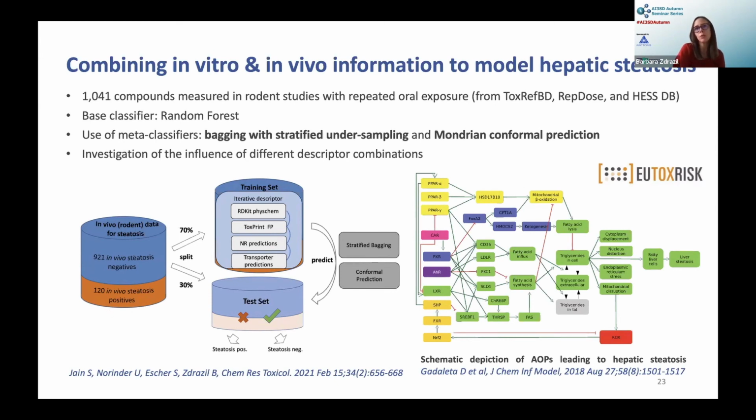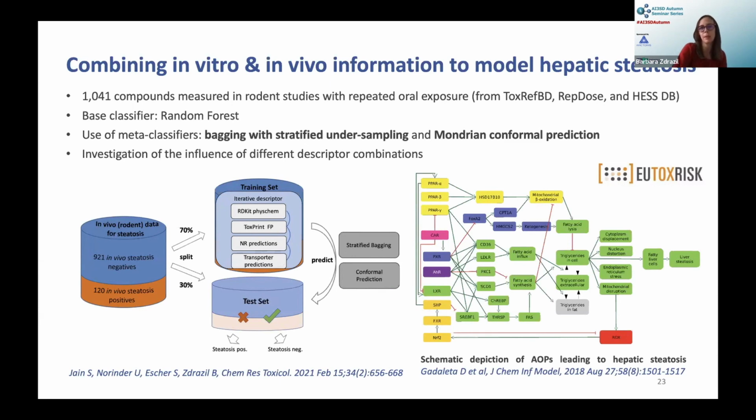But still, we wanted to try, can we generate a predictive model, right? By using meta classifiers such as bagging with stratified undersampling or conformal prediction to account for the imbalance in the data set. But in addition, what we also did is we wanted to see if we include as features in our matrix also predictions from nuclear receptor models and transporter predictions, would the model improve?